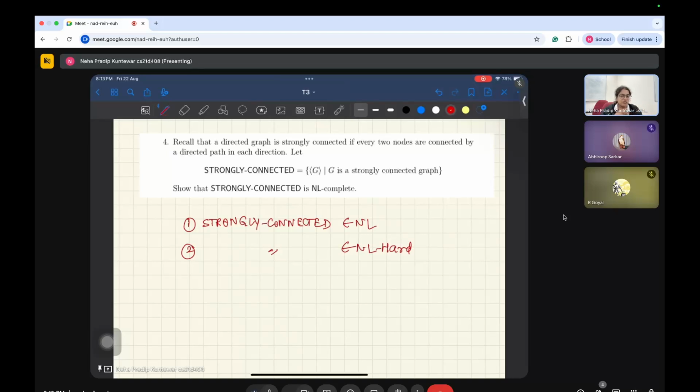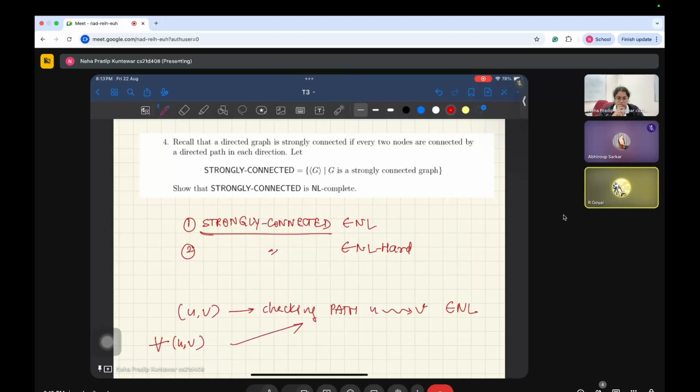But this is not enough to say that the graph is strongly connected, because the definition says that for any pair of vertices there should be a path. So what we are doing is, if I give you a specific U and V, then checking whether there is a directed path from U to V can be done in NL. But for the problem to be in NL, you want that for all pairs of vertices U and V, this check holds.